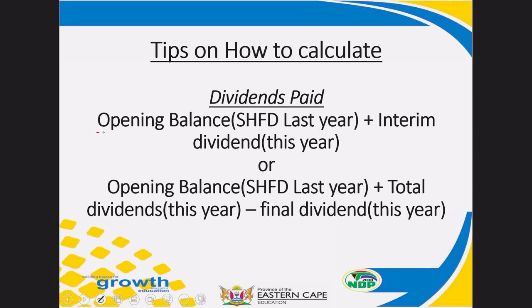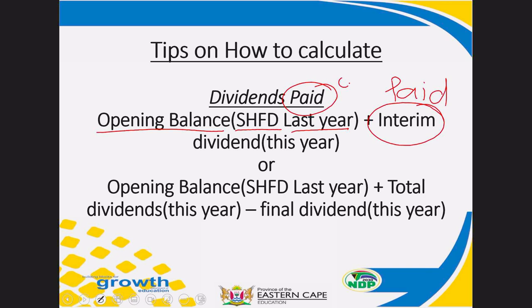When you look at the example, dividends paid, this is the formula. You have to use the opening balance, which is your shareholders for dividends of last year. Then you add your interim, or what we also call your paid dividend for this year during the year. You add them together to get your dividends paid. Okay? Remember, we said paid, therefore the final answer will always be an outflow of money or a negative effect on our bank.